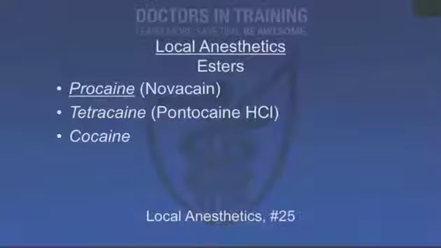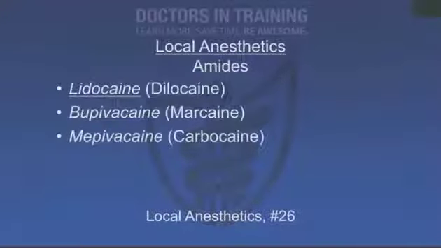There's two main groups of them, the esters, which are procaine, tetracaine, and cocaine, and then the amides, lidocaine, bupivacaine, mepivacaine. The way to remember it is amide has an I in it, and all the amides have two I's in their name. So procaine, tetracaine, cocaine, one I, they're esters.